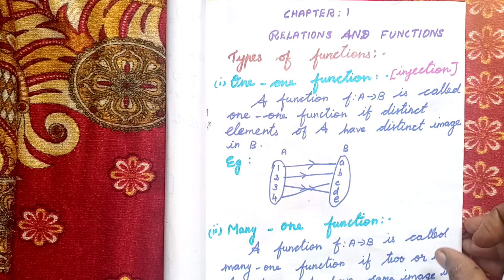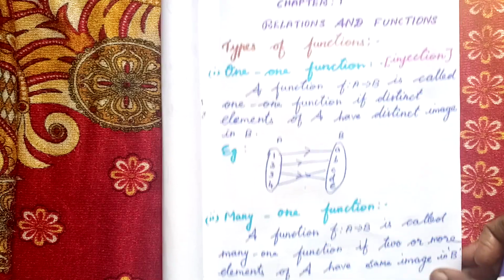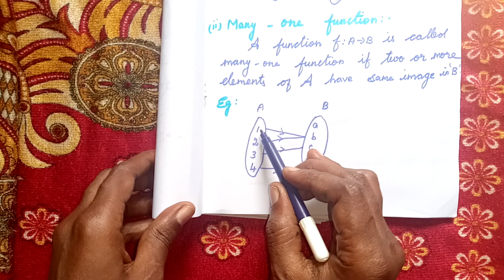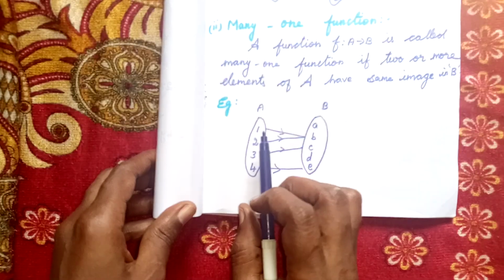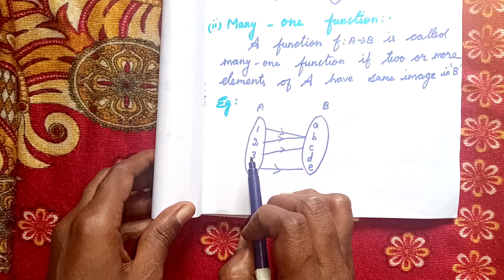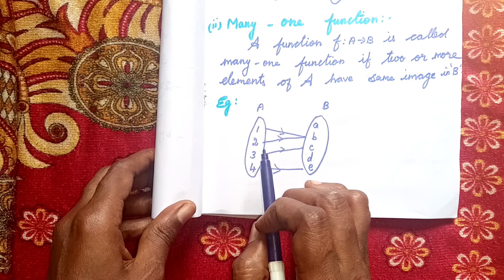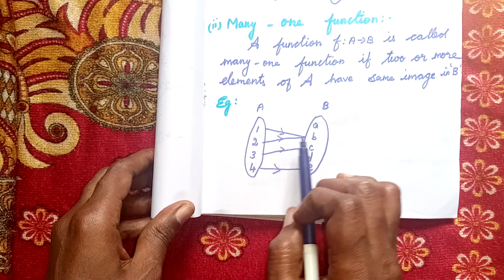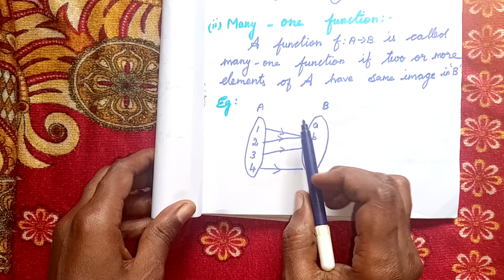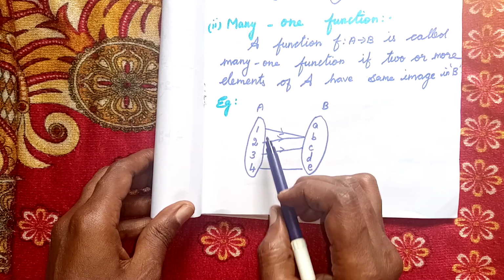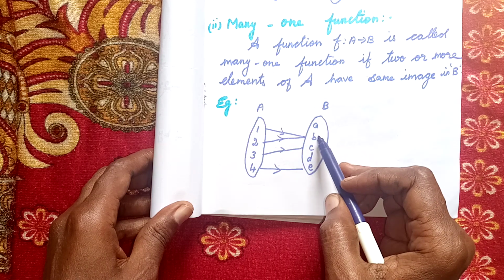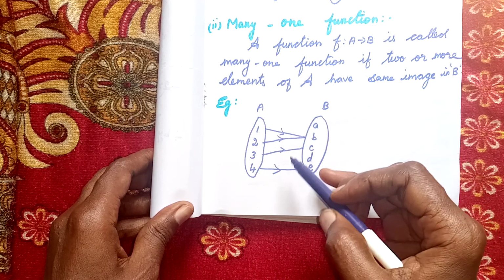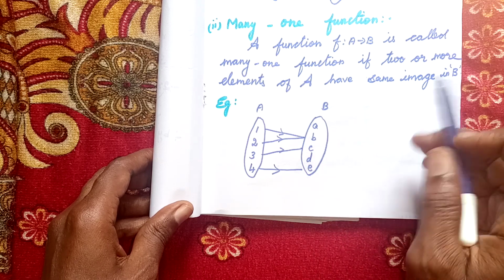Listen, another example I am saying. Is this a function? Yes, it is a function. 1 has the image B, 2 also has the image B. Two elements in A have the same image in B. Therefore, it is not a one-one function.